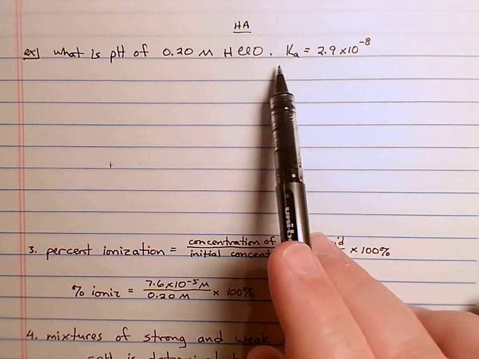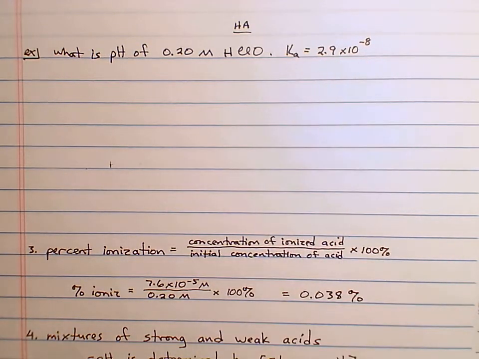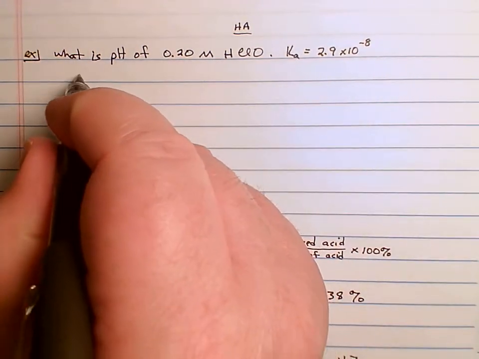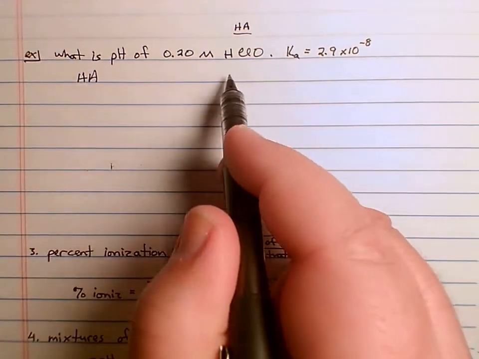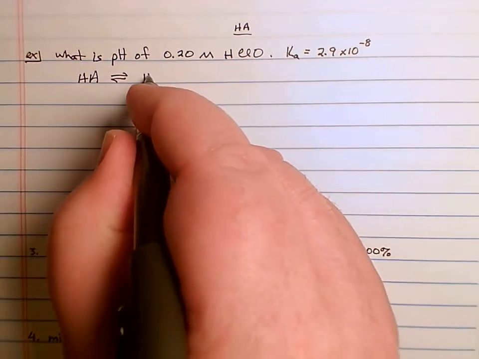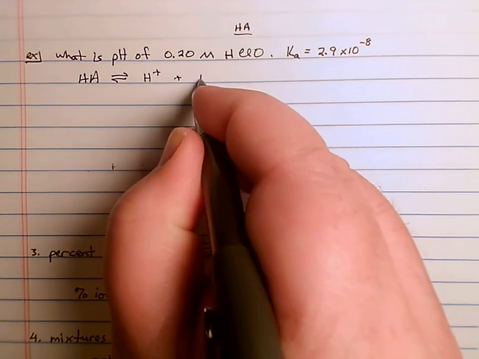Therefore, we realize we're going to have to use ice tables. Of course, we were given a Ka value, so we knew we were dealing with a weak acid also. So then ice tables to figure out the concentration. Well, I hate writing everything out, so I'm just going to use HA for HClO. HA will be in equilibrium with H plus and A minus.